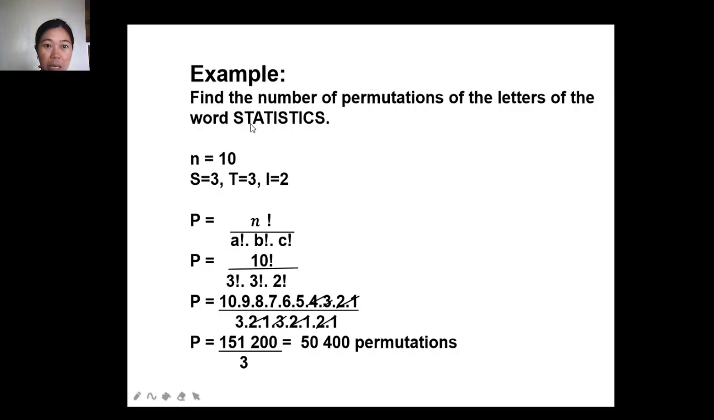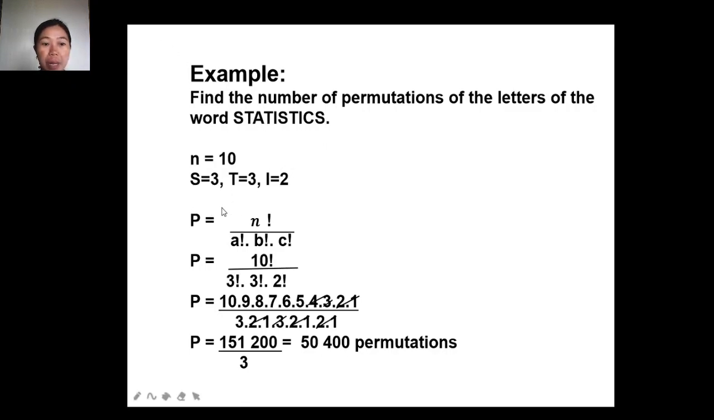Then the letter T, we also have 3 letter T's in the word statistics, repeated 3 times. So for letter T, it's also 3. And another one is letter I, which is repeated 2 times. So let's take note: S is 3, T is 3, I is 2. They are the things that are alike, or the objects that are repeated in our given word statistics.